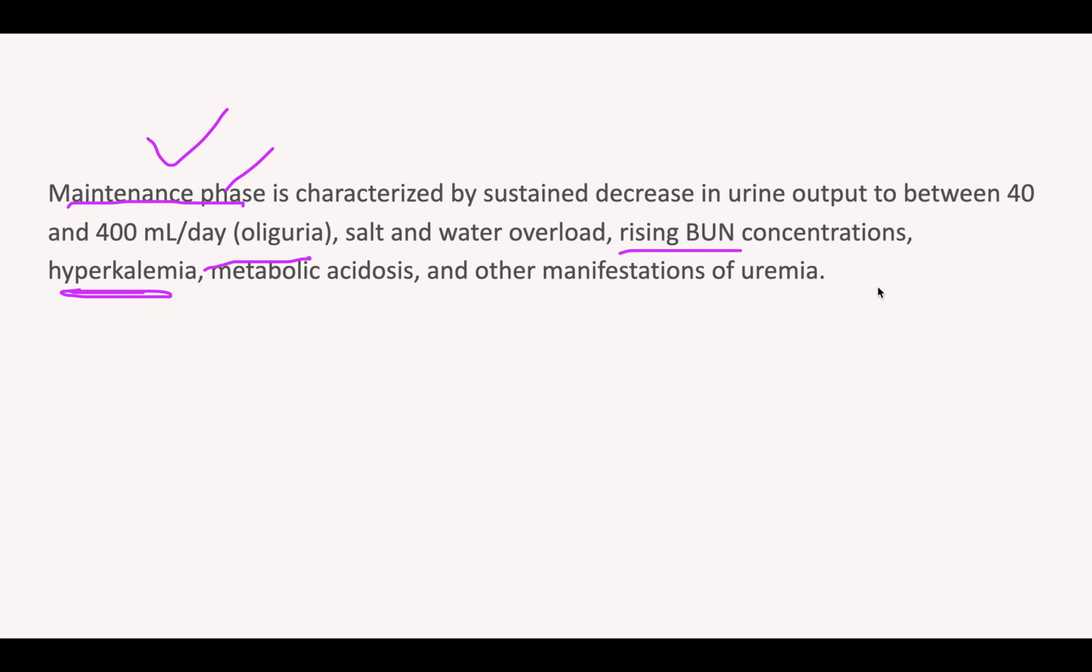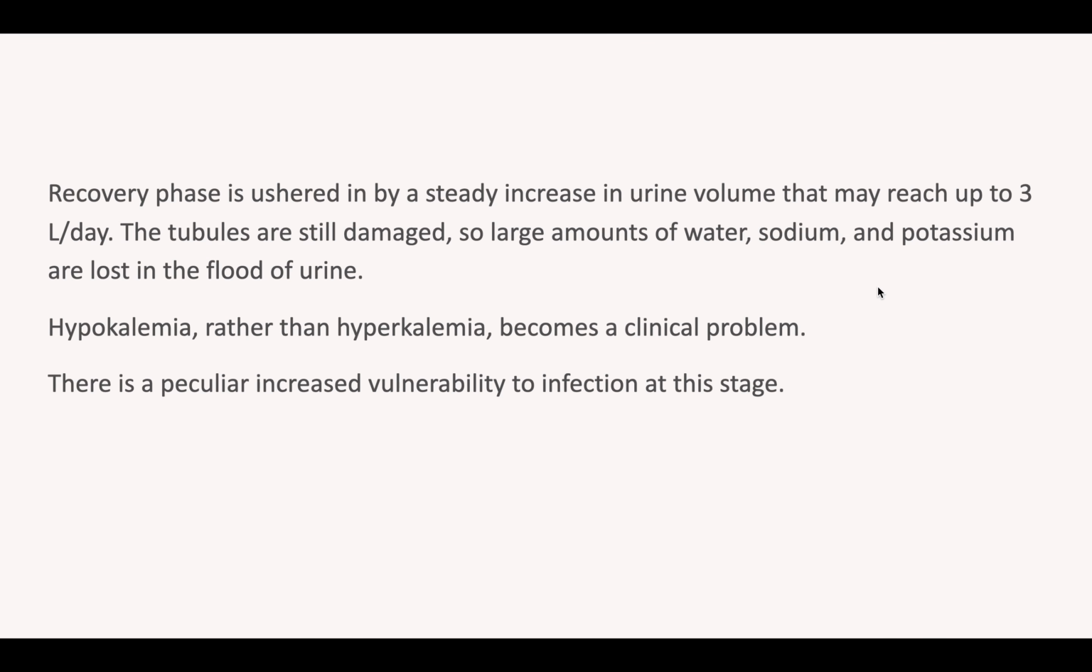Now last, the patient goes into the recovery phase because toxin levels are low, or the patient has recovered from the ischemic attack. In the recovery phase, there will again be a very large increase in urine volume, around 3 liters per day can also go. But the tubules are damaged, so a large amount of the things which would normally be reabsorbed by the body will now be excreted in the urine. So here the problem that comes is hypokalemia.